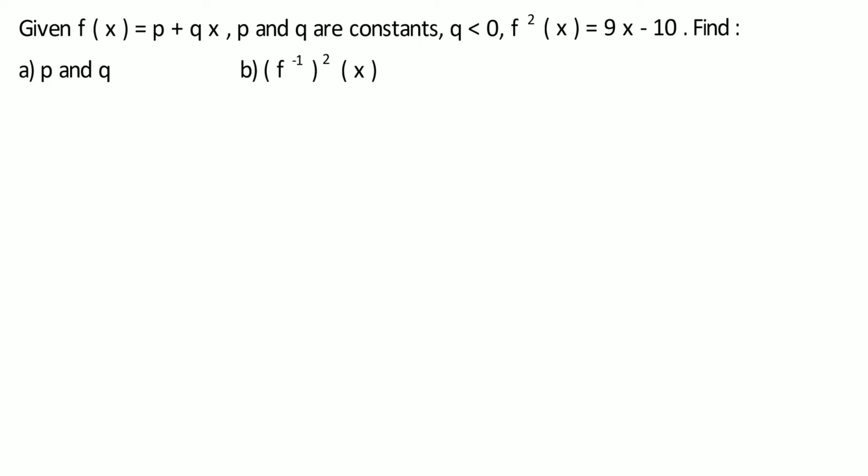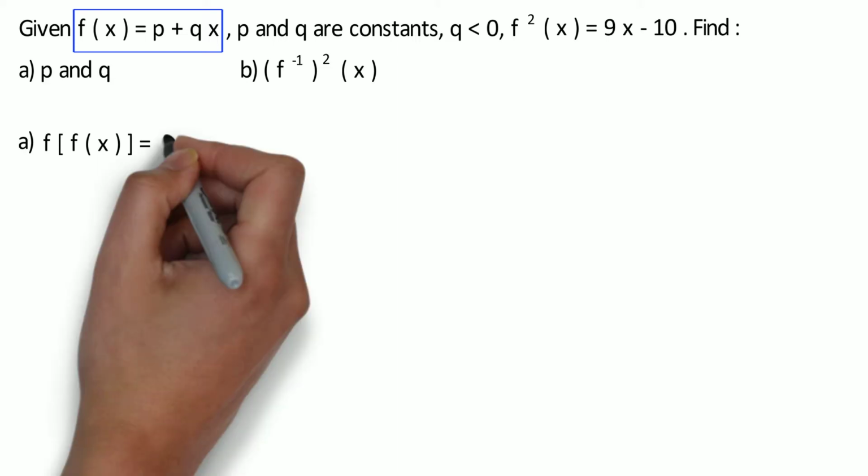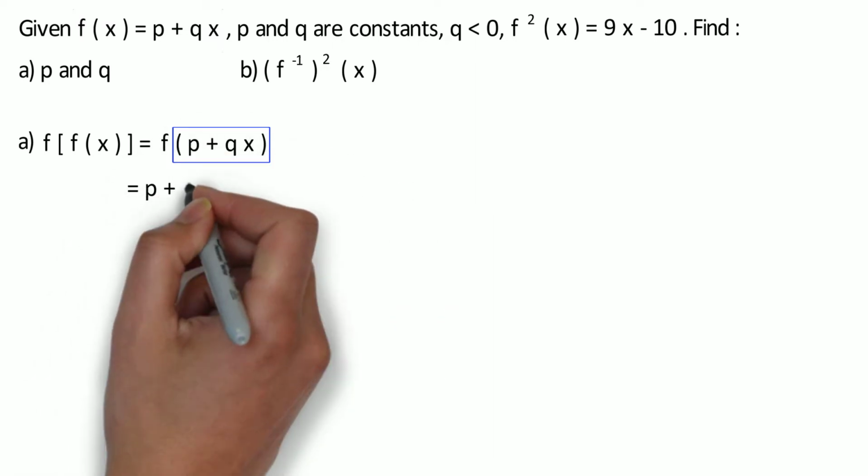Now, in order to find the value of p and q, we first need to find the value of the composite function f squared based on the given function value f(x). After that, we need to compare the value of the composite function that we have found with the value of the given composite function. So let's first find the value of composite function f squared. Make function f the object of function f. Then substitute the value of f(x) into the equation and we get function f with object p plus qx. Then substitute object p plus qx into function f.